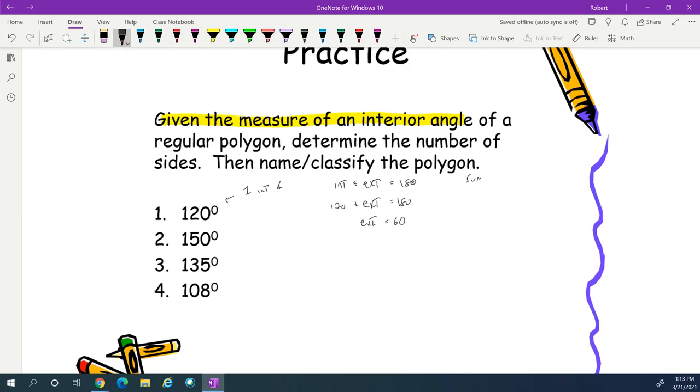But we know the sum of the exterior equals 360. So 360 divided by 60 tells us that there are 6 exterior angles. That means there's 6 sides. That means this is a hexagon.